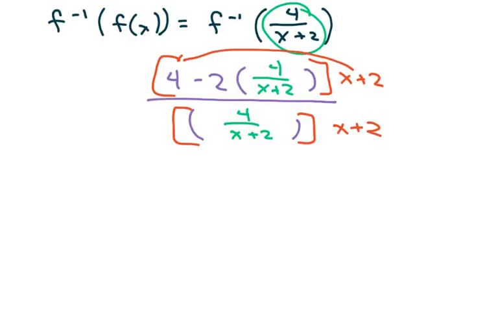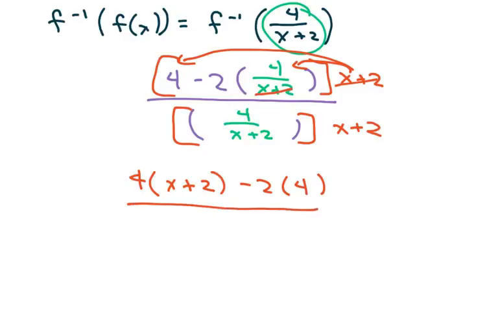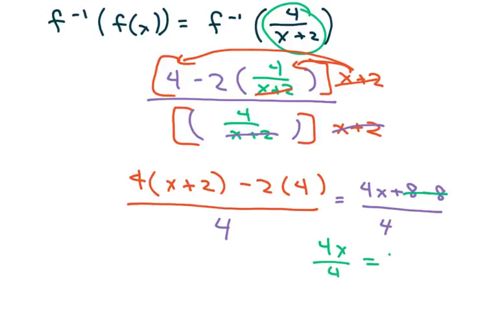When I distribute this first part, we have 4 times x plus 2 minus 2, and what will happen when you distribute here, this cancels. So this is going to leave you with 4. Now the denominator is a little easier. These two cancel, so you're just left with 4. So let's see what happens. We're going to get 4x plus 8 minus 8 over 4. These cancel, and 4x over 4 equals x.